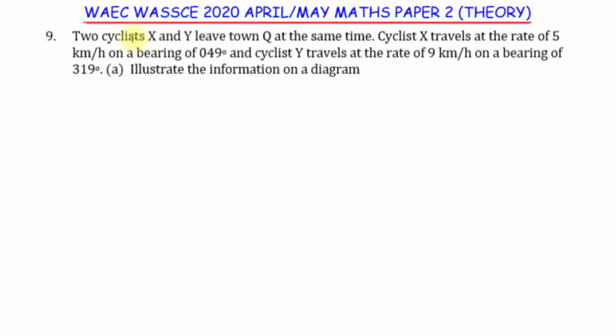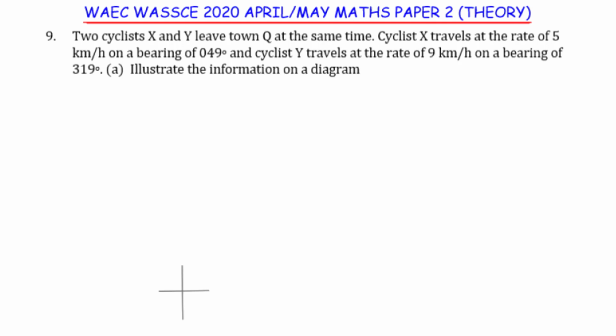Looking at the question, we are told that they leave town Q at the same time. So Q will happen to be our point of reference. If we locate point Q and draw our 4 cardinal points, this is where we are going to take our bearing from.